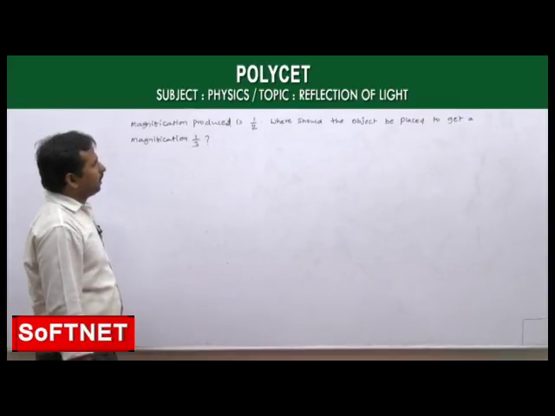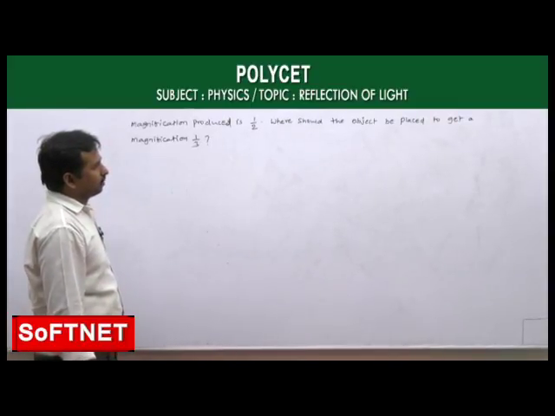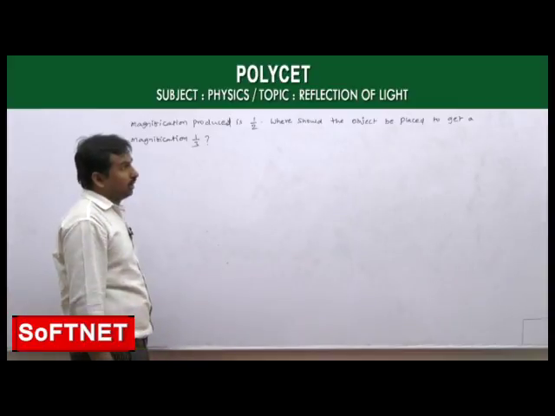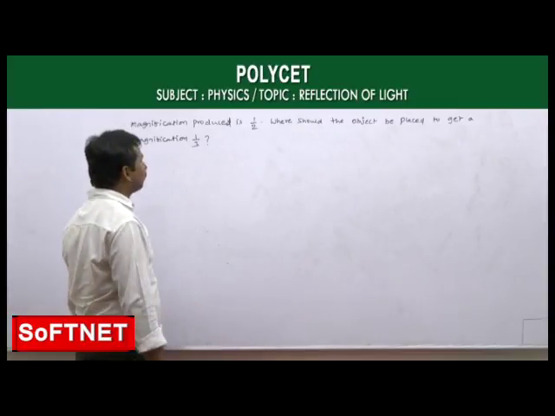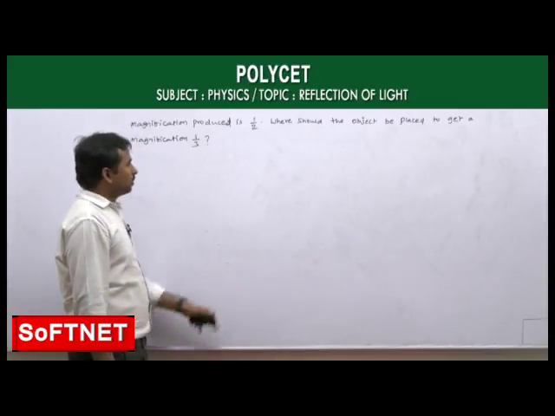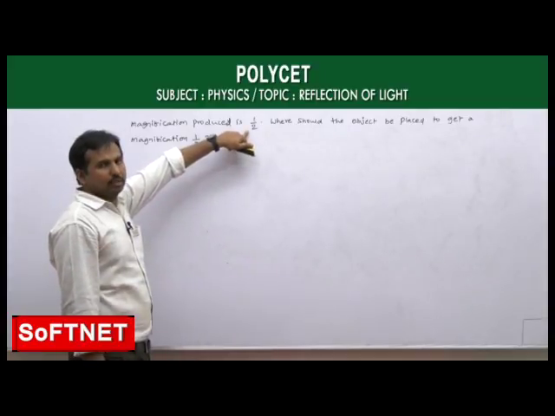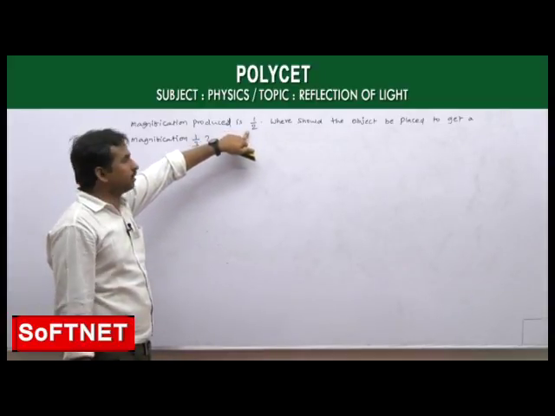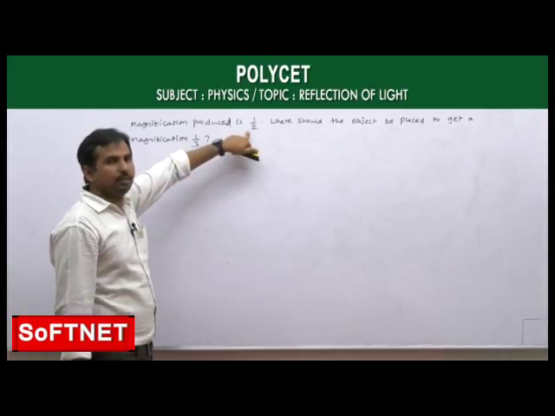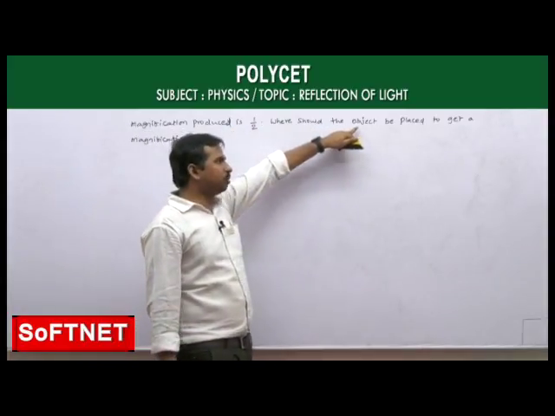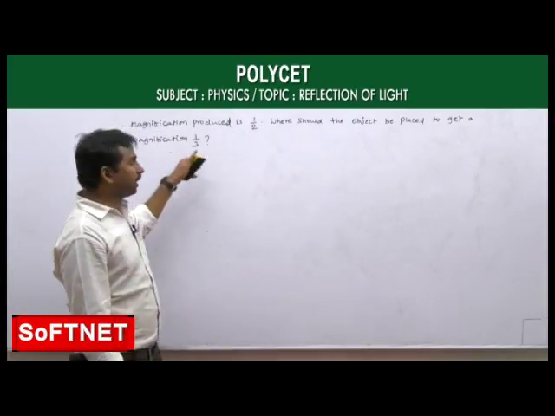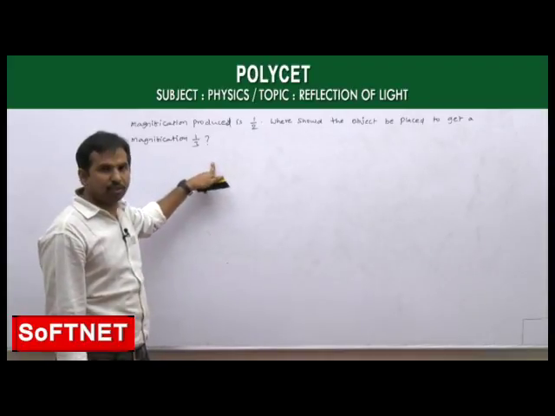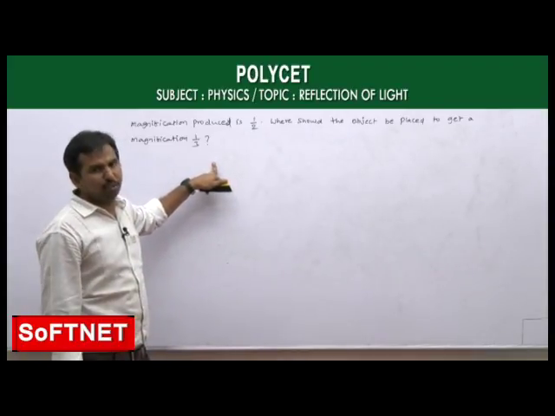When an object is placed at a distance of 60 centimeters from a convex mirror, which is a diverging mirror, the magnification produced is 1 by 2. So if you observe here, the m value is less than 1. So the magnification is less than 1, which means the image formed is a diminished one. Where should the object be placed to get the magnification now as 1 by 3? That means we want a more diminished image now.